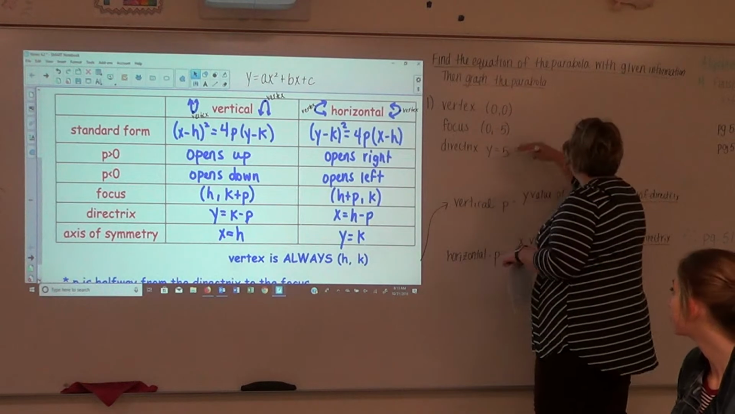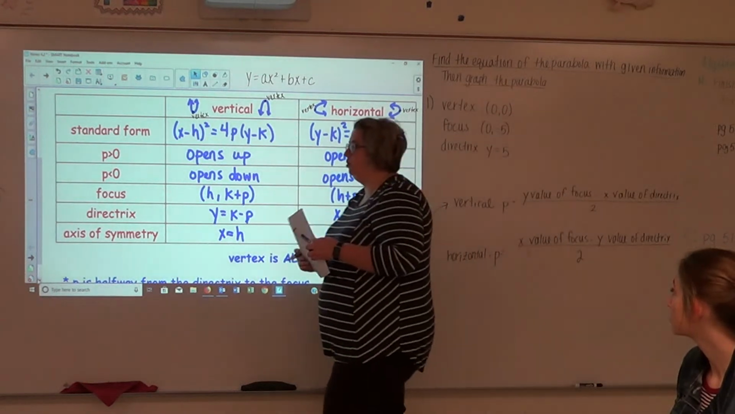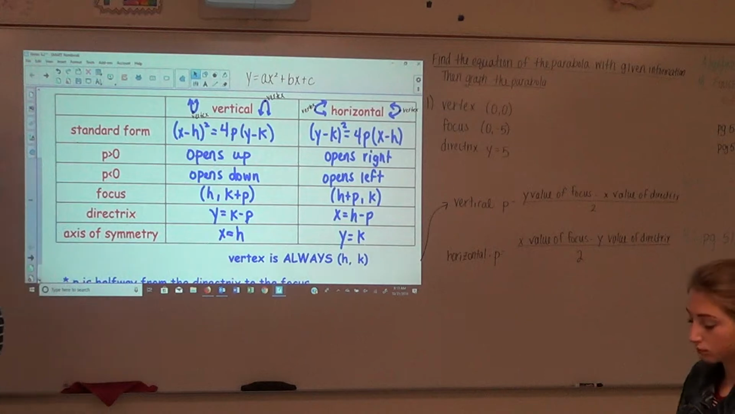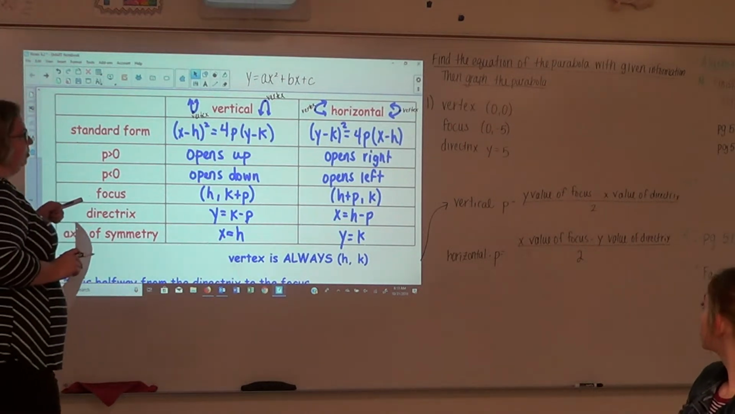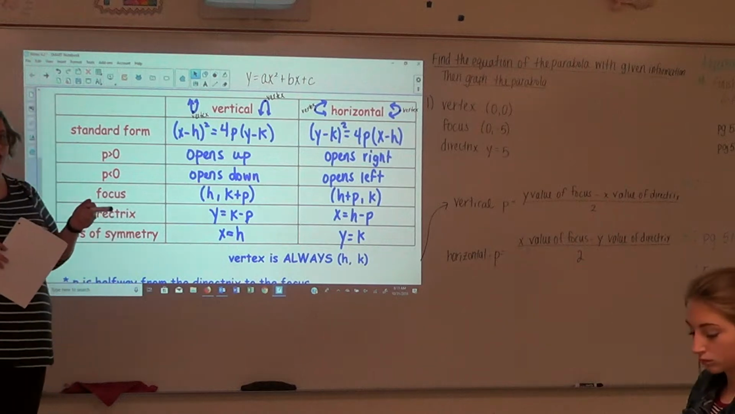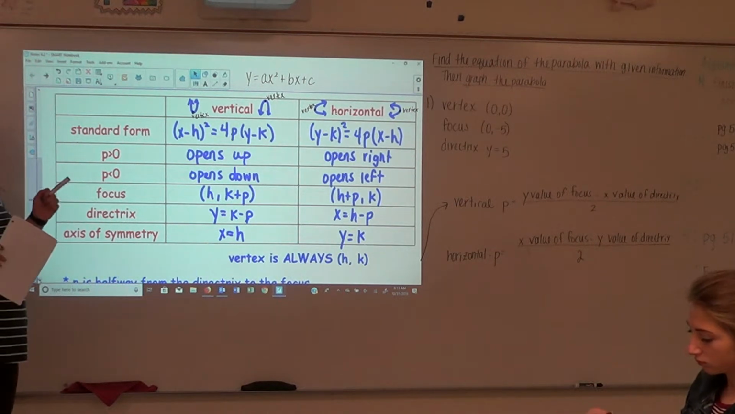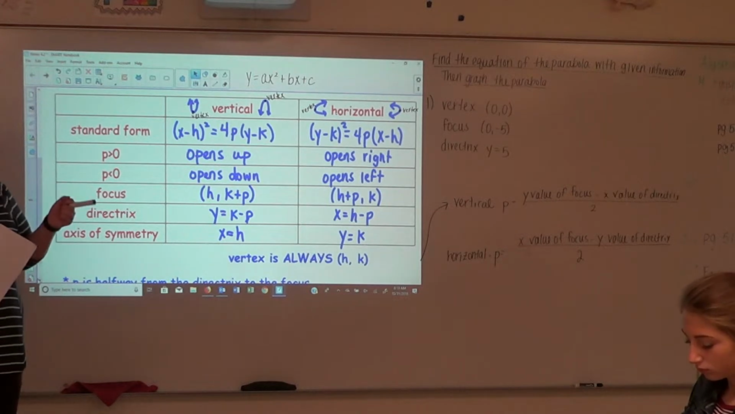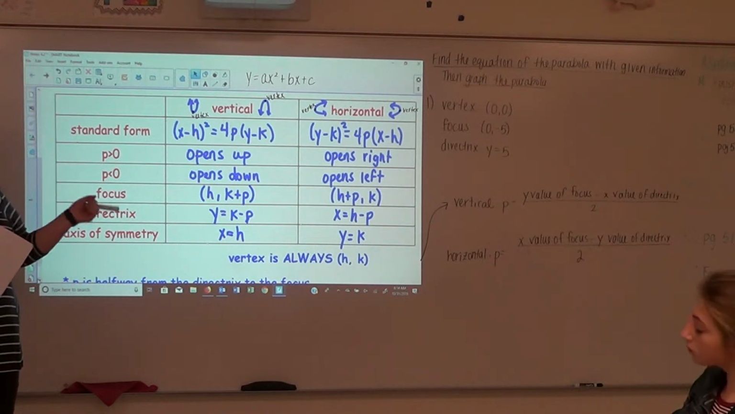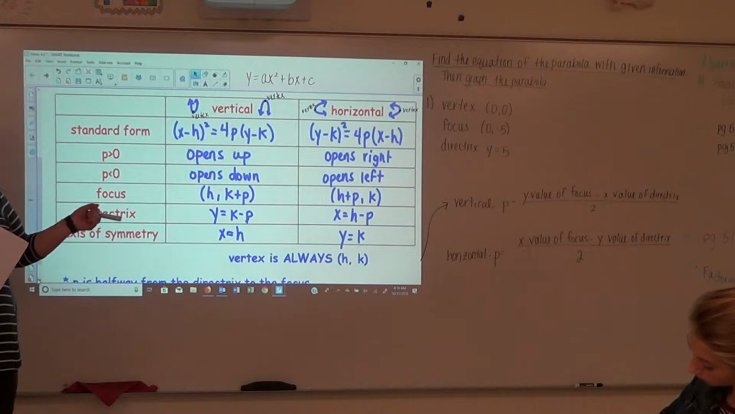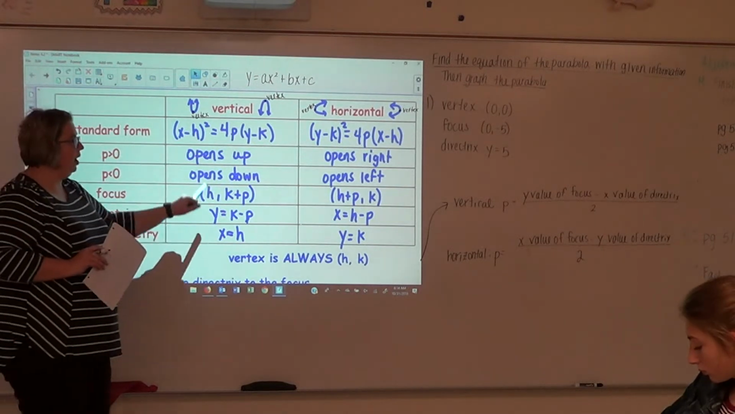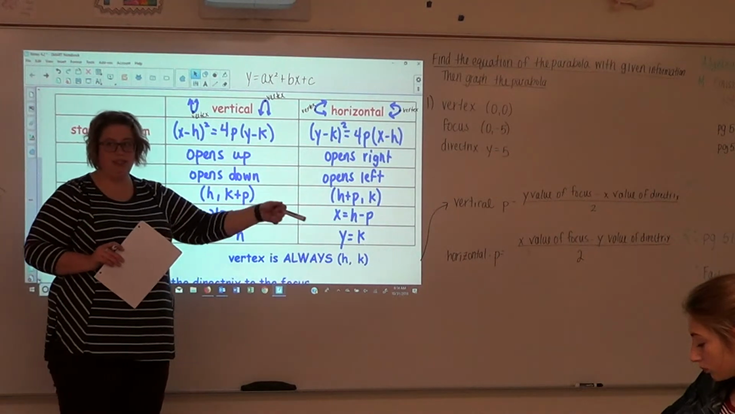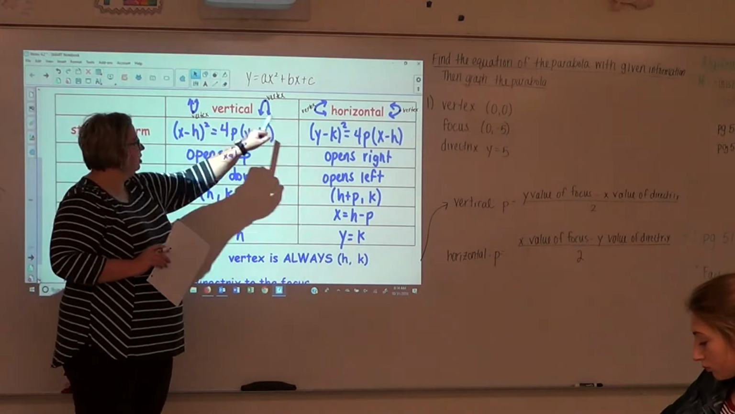Okay, so for this first part, I'm trying to give you examples of what you're going to see on your homework. Okay, so it says the equation of the parabola with given information, then you're going to graph it. Well, your very first thing you have to do is figure out what column my information falls in. Because you can't have a vertical parabola and a horizontal parabola as the same equation. These are different equations.